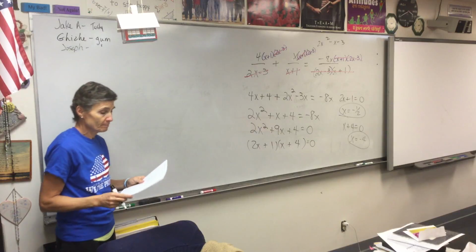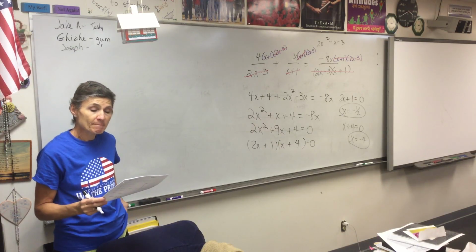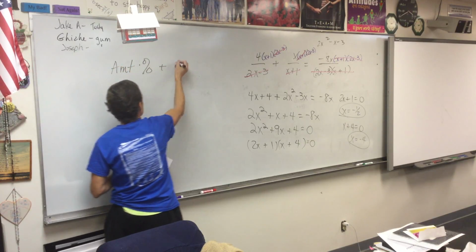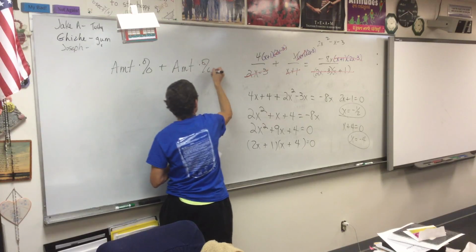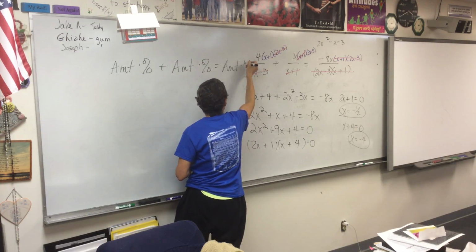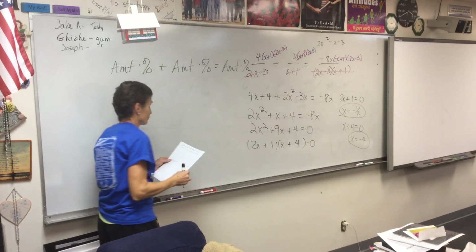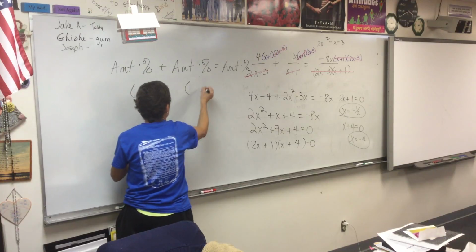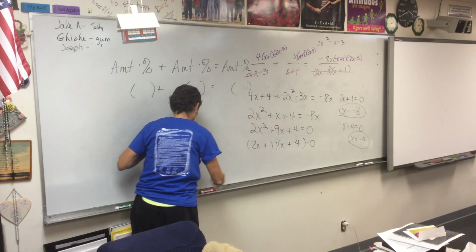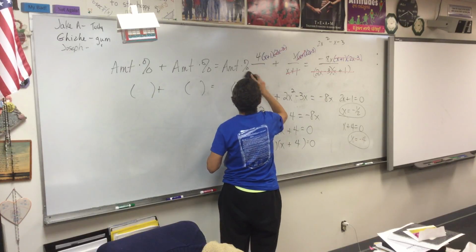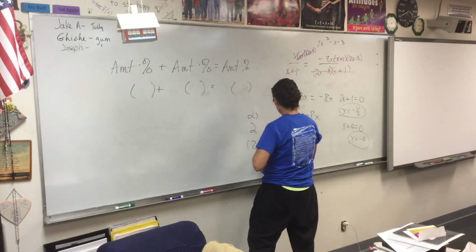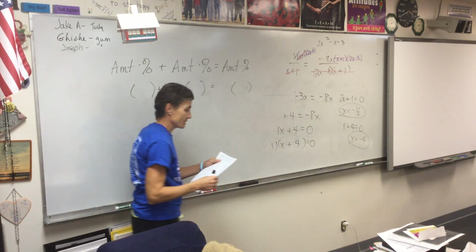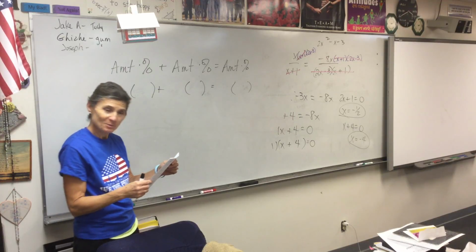Okay, so the first problem, looking at part 3A, it's a mixture problem. So we know that our formula for mixtures is amount times percent plus amount times percent equals amount times percent. So let's fill in our percentages. Hang in there, peeps. We're almost done with practice test 1. Then we get to do practice test 2.